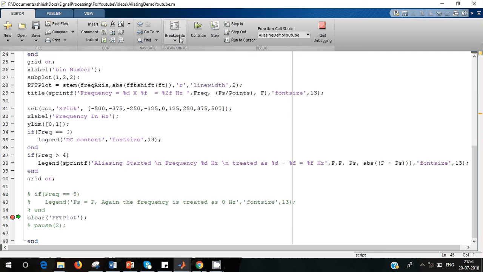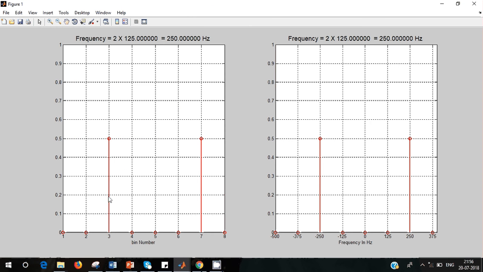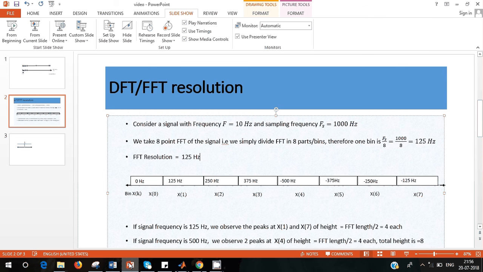Similarly, it will be for 250 hertz. You're getting the peak in this bin, third and seventh bin. You can say this bin, 250 hertz here and here.